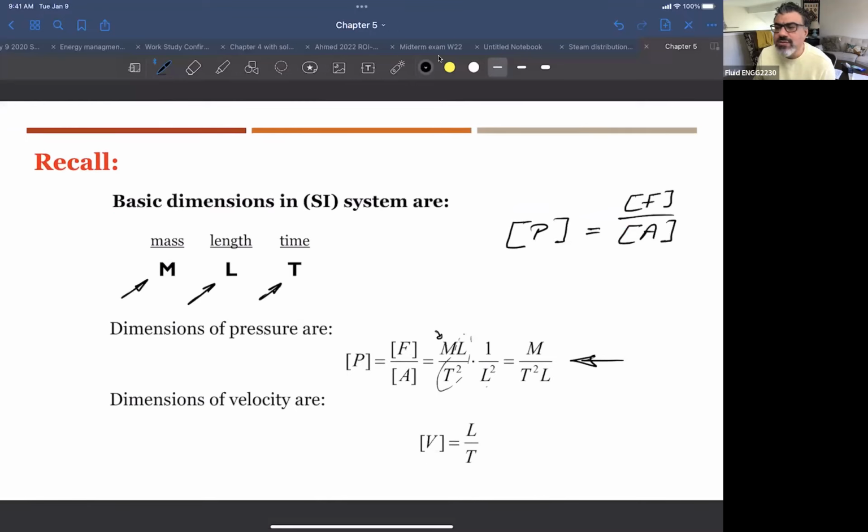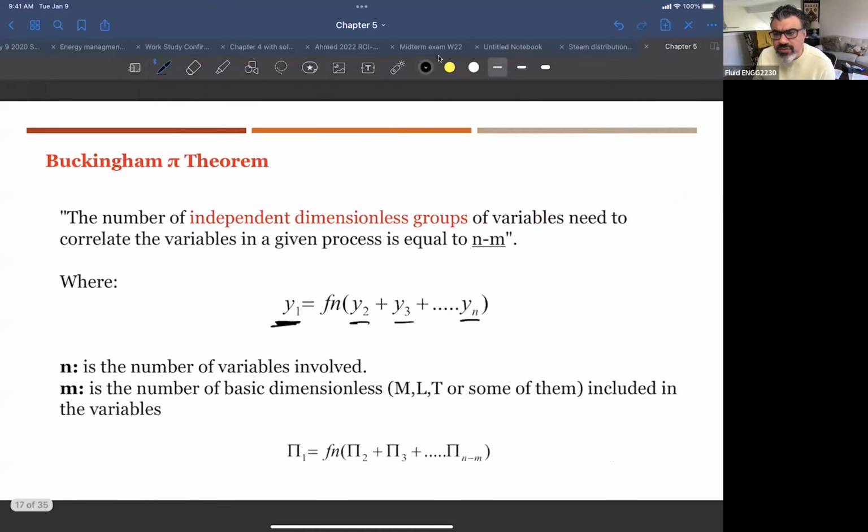What is the basic dimensions? 3, right? It's M, L, and T, right? So the largest number of M is 3, right? So if this whole variable is a function of M and L and T, that means M is equal to 3. Some of the variables don't have to be M, L, and T. It could be all function of L and T, depending on the design problem, right?